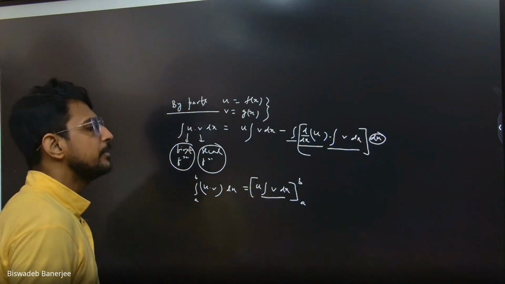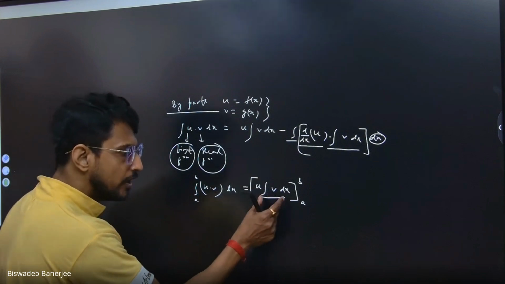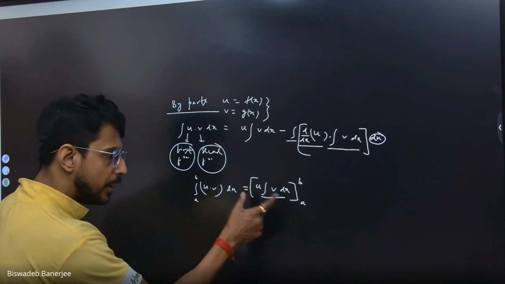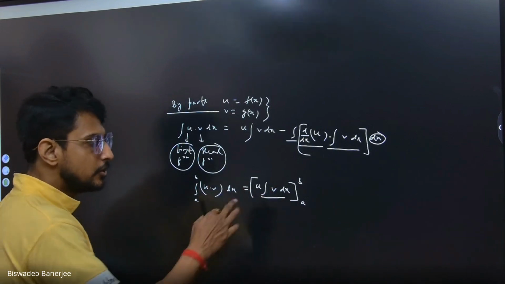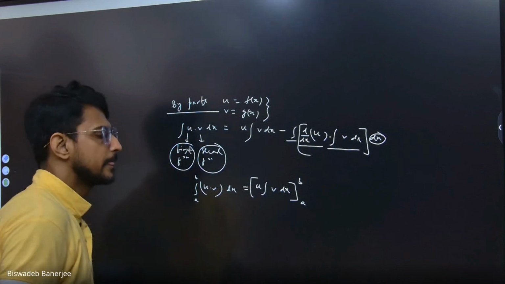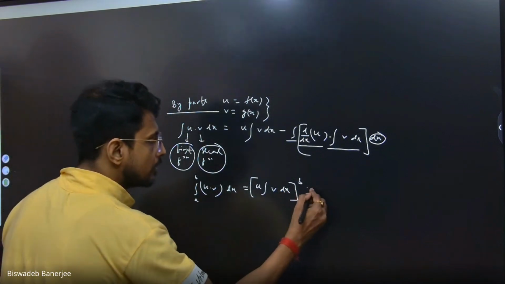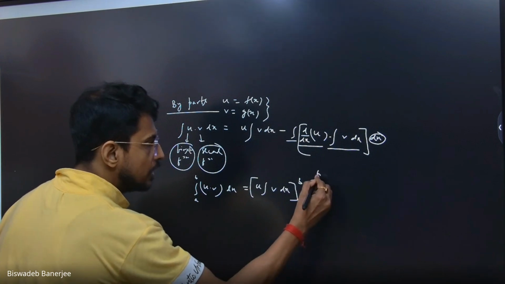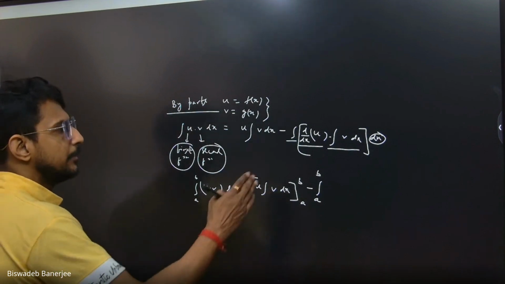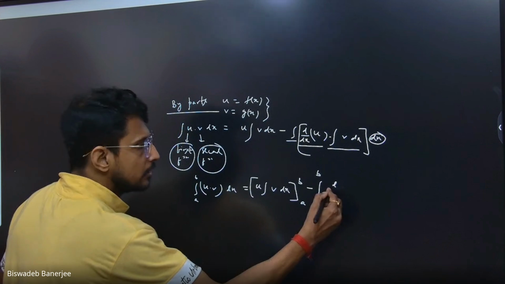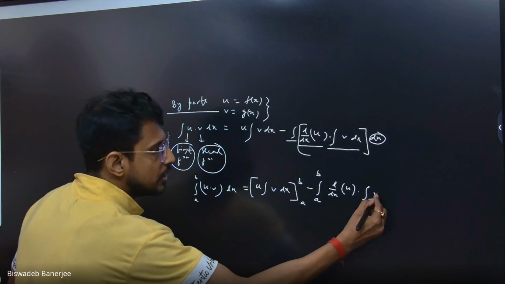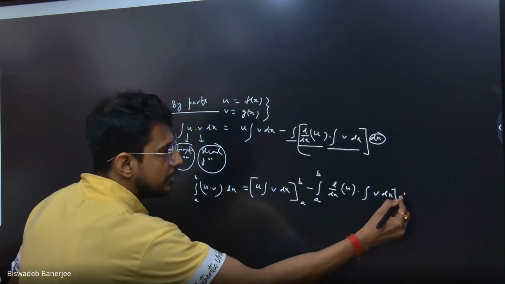Some students make a mistake. They put the limit only over this part. But that is wrong. You have to take the limit over this entire part, u into integration of v dx, not only on integration of v dx. Then minus integration, put the limit on this integral only. Then d/dx of the first function, then integration of v dx, then dx.